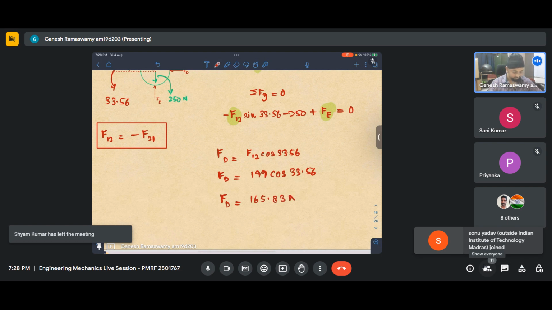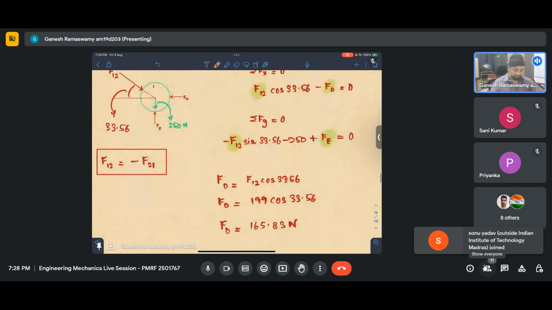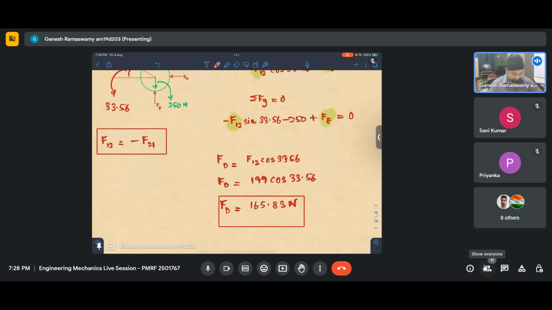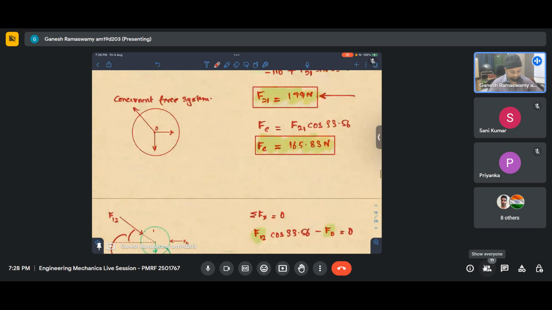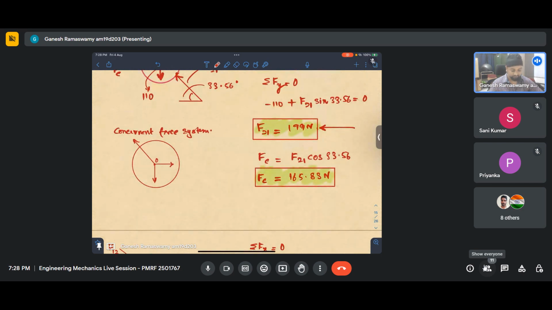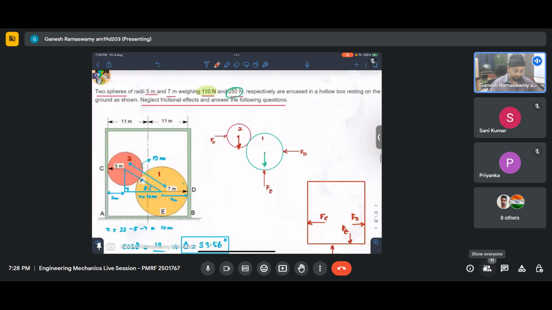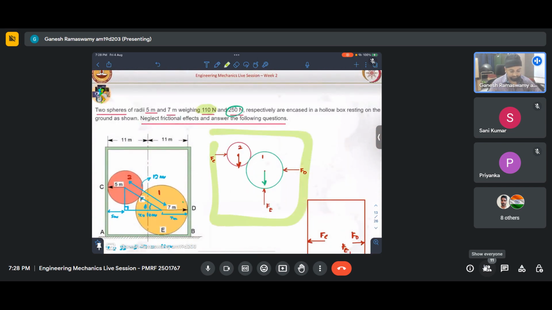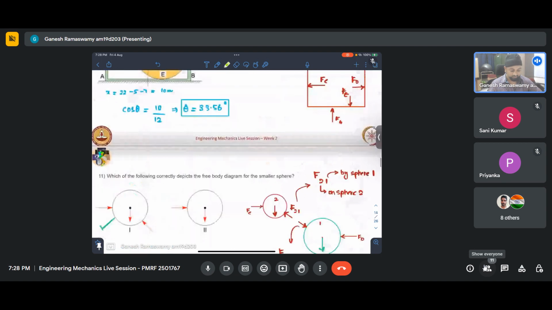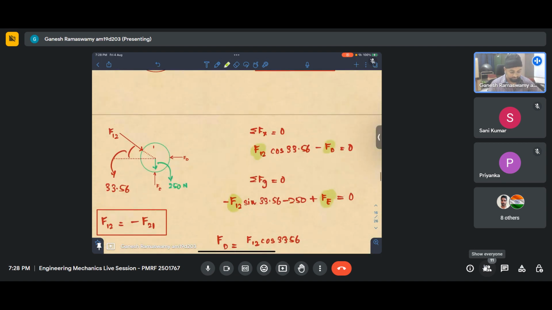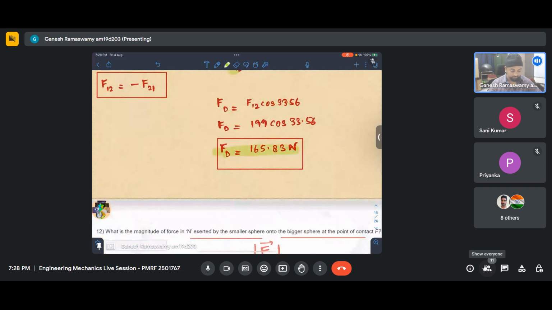165.83 Newtons. Now, there is another way to look at this. See, FD we have got as 165.83, and FC also we got as 165.83. Why? Because whatever we took initially, this system has to be in equilibrium. So if we take this system and apply sigma Fx equal to 0, we will be able to see that FC is equal to FD. So both are adding up. That is another way to look at this, which is why this force and this have come out to be exactly the same.